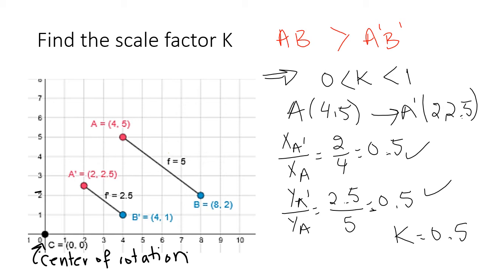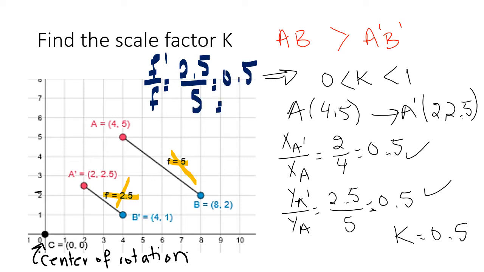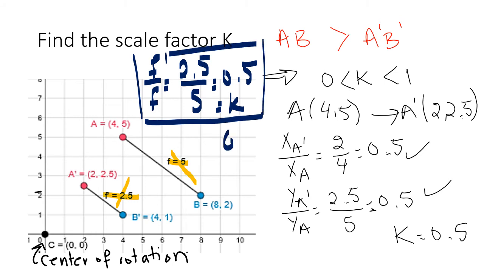So I can mark it to show you what I mean. These both are going to be giving me also the image. So if you take, in other words, another method is that if you take f prime over f, it will give you 2.5 over 5, which is 0.5 as well, which is k. So it's either this one or you can use this one.